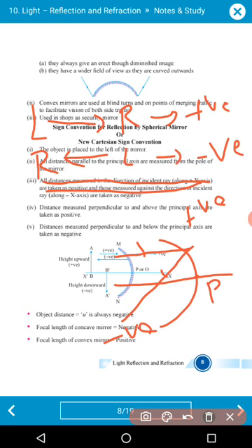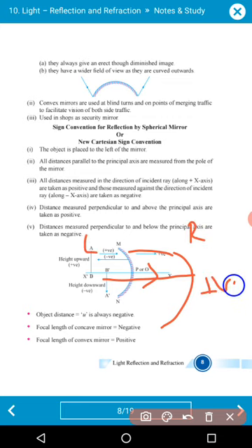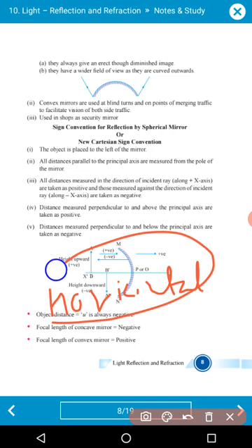Suppose for example this is a ray which is coming over here. This is moving from left to right, so this is taken as positive. Suppose the ray is moving from here to here, so this is moving from right to left, so this is taken as negative. Understood? Now these are the horizontal distances. Next we have to discuss the vertical distances.